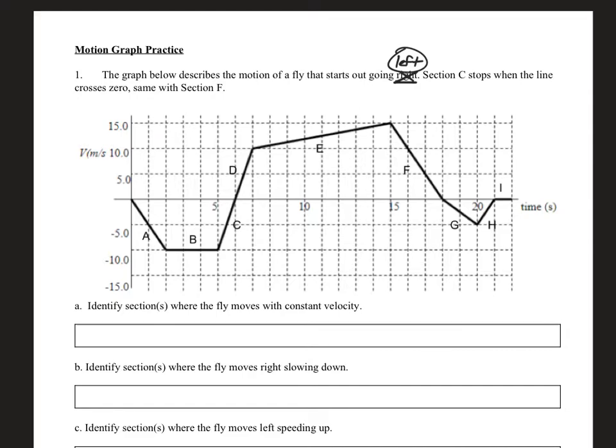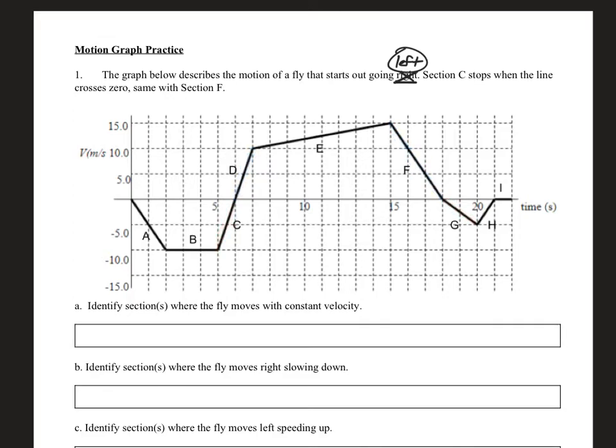Section C stops when the line crosses 0, the same with section F. What does that mean? There's a difference here between C and D, and we'll see why when we start answering our questions. As soon as that graph crosses the x-axis, it changes from C to D. Same thing over here. Above the x-axis is F, and below the x-axis is G.